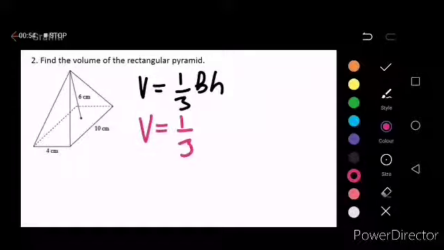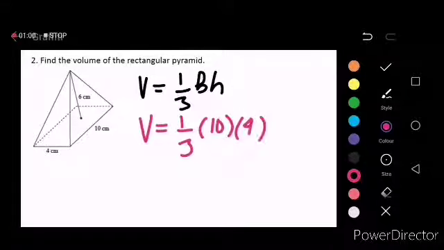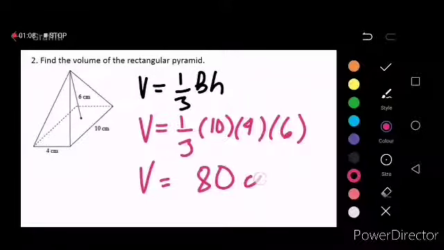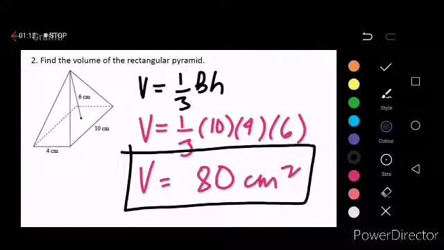The base is a rectangle, so you just need to multiply the length to the width, which is 4. And then multiply to the height of the pyramid, which is 6. So the answer is 80 cm squared, which is now the volume of the given pyramid.